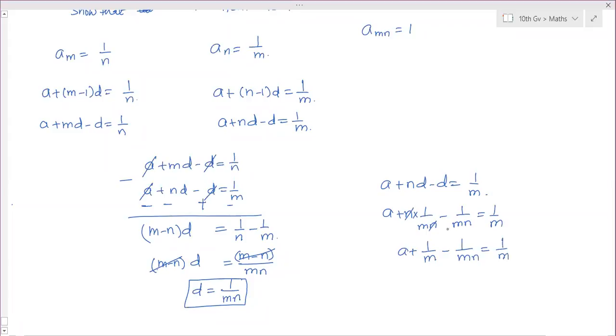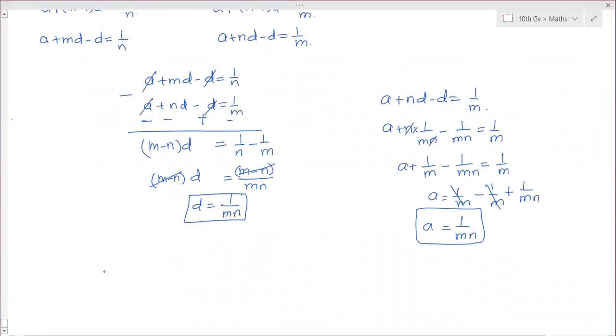This m gets cancelled. a plus 1 by n minus 1 by mn is equal to 1 by n. This plus 1 by n, if it is transferred to the RHS, what will happen? Transfer everything to that side. This is 1 by n minus 1 by n, and this minus 1 by mn will become plus 1 by mn. So this 1 by n and this 1 by n get cancelled. The value of a is also 1 by mn. This is a and d you got.